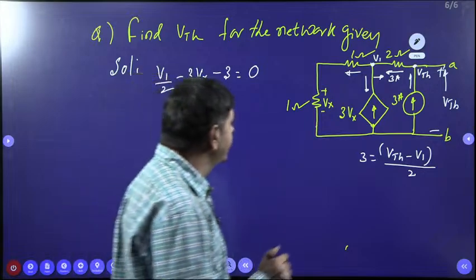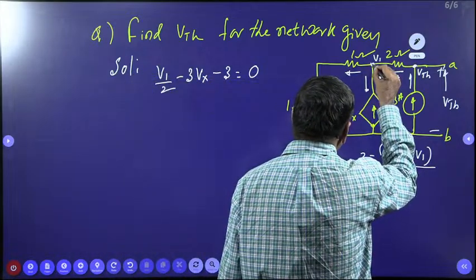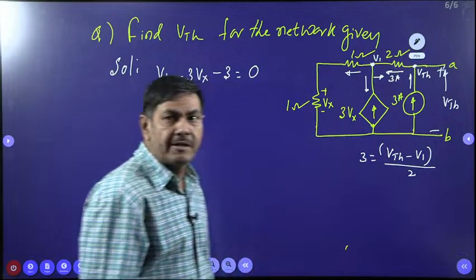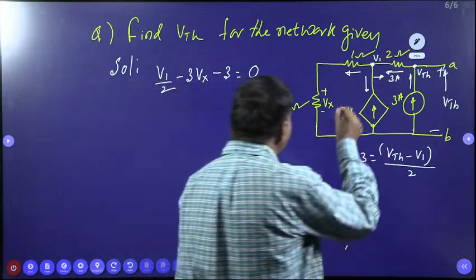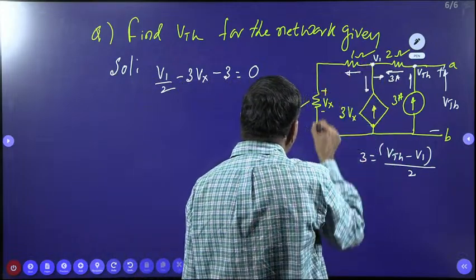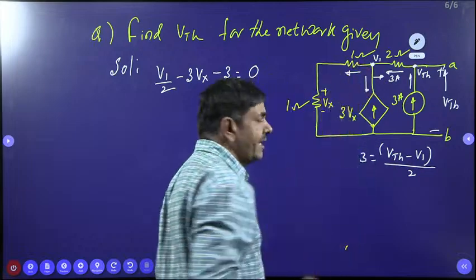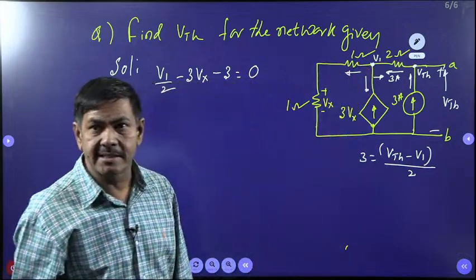Catch my point. This node voltage is nothing but V1. Because of this V1, is it going to flow same current or different currents across 1 ohm and 1 ohm? Across these two resistors? Yes.